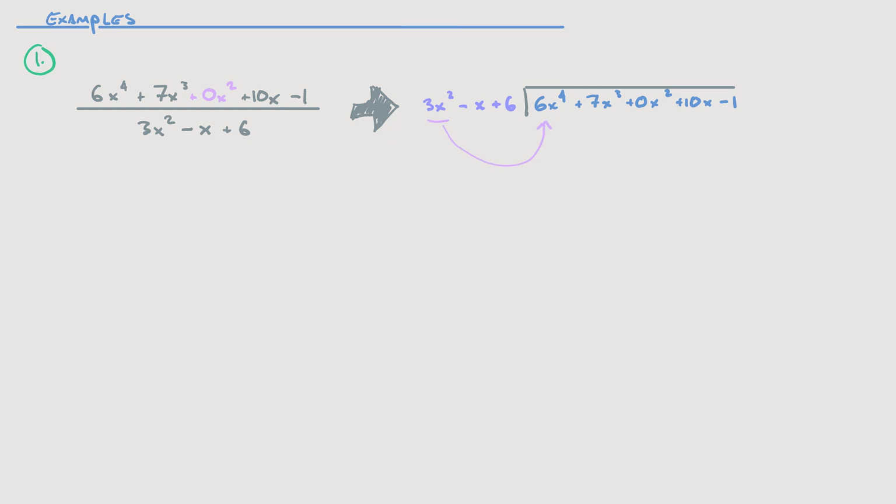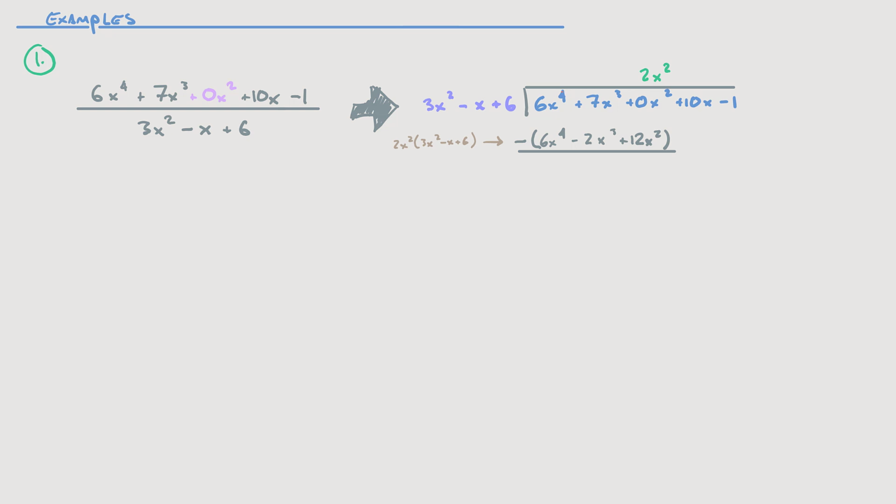All right, so how do you make 3x squared look like 6x to the 4th with multiplication? Well, it's with 2x squared. So then we're going to take that part of the quotient that we just found, multiply it by our entire divisor, 2x squared times 3x, so this right here gives us 6x to the 4th. 2x squared times negative x is going to give us negative 2x cubed, and then 2x squared times 6 is going to give us 12x squared. So we get this here.